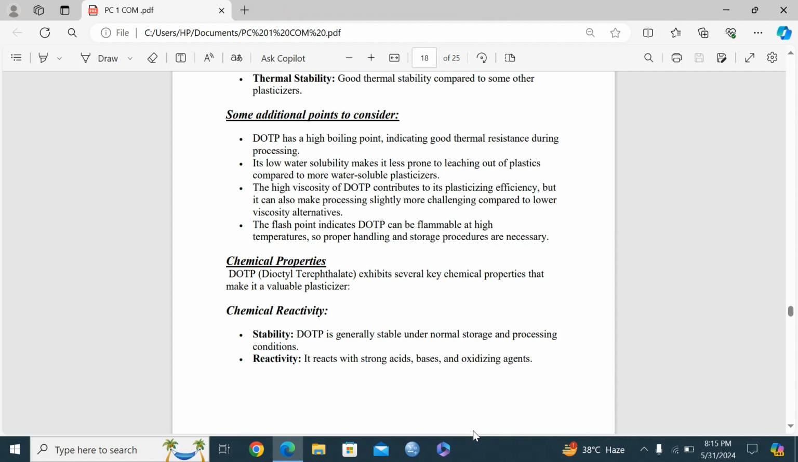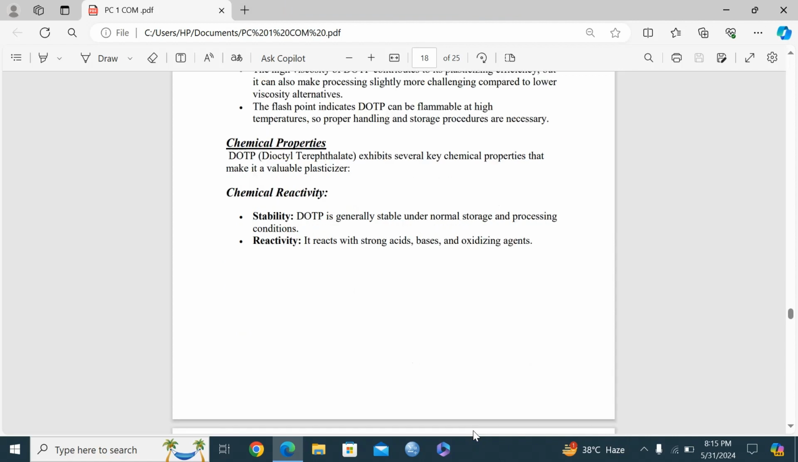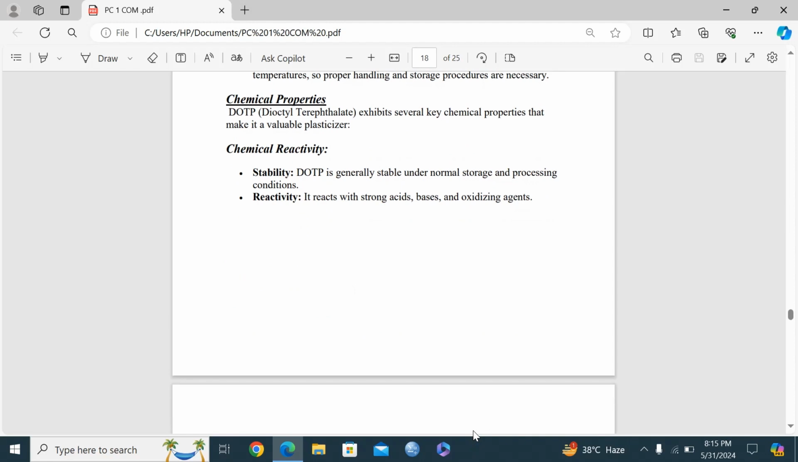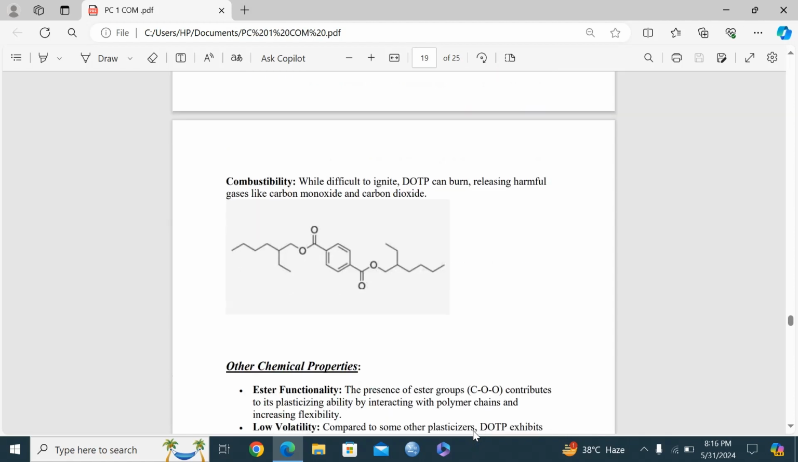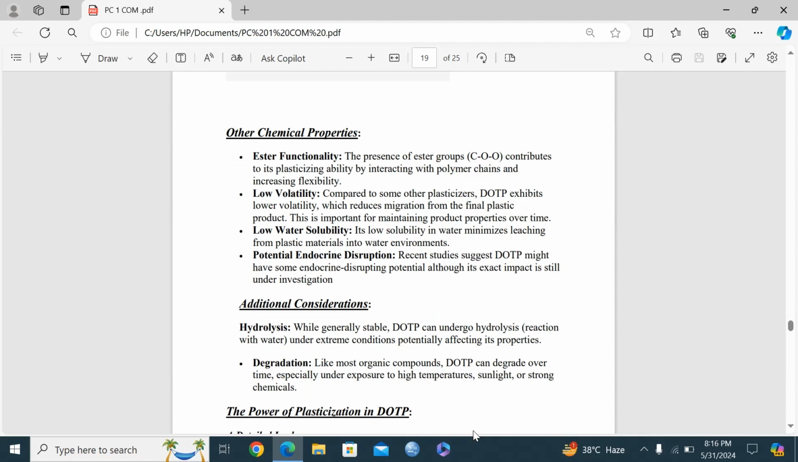Chemical properties. DOTP exhibits several key chemical properties. Stability and reactivity: DOTP is generally stable under normal storage and processing conditions. It reacts with strong acids, bases, and oxidizing agents. Other chemical properties: ester functionality. The presence of the ester group contributes to its plasticizing ability by interacting with polymer chains and increasing flexibility.